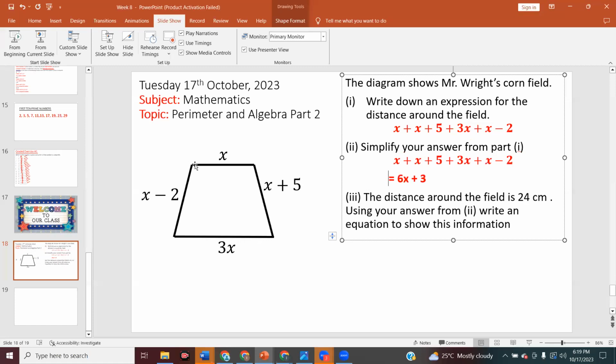So the distance around this field is 24 centimeters. What is another word for distance around the field? Perimeter. Very good. So the perimeter is 24 centimeters. Now they want us to write an equation, but we also know that the simplified expression for the perimeter is 6x plus 3. What is the equation that we're going to write to show this information?